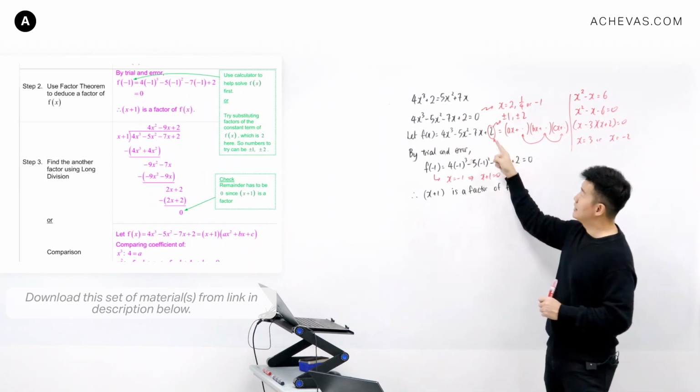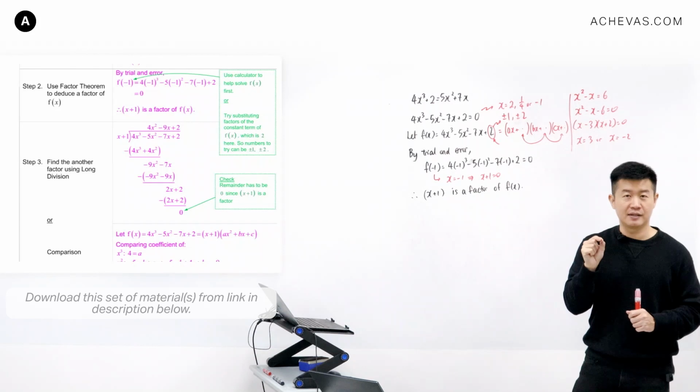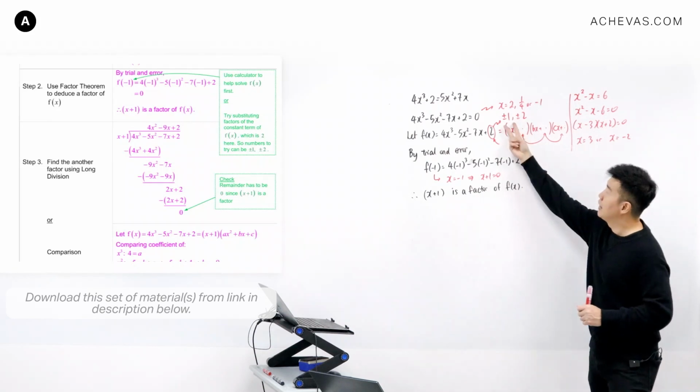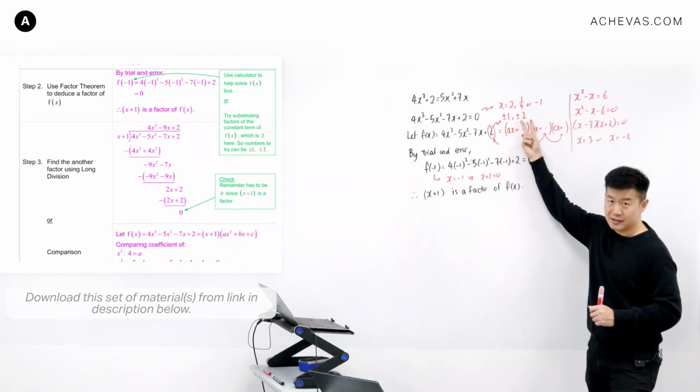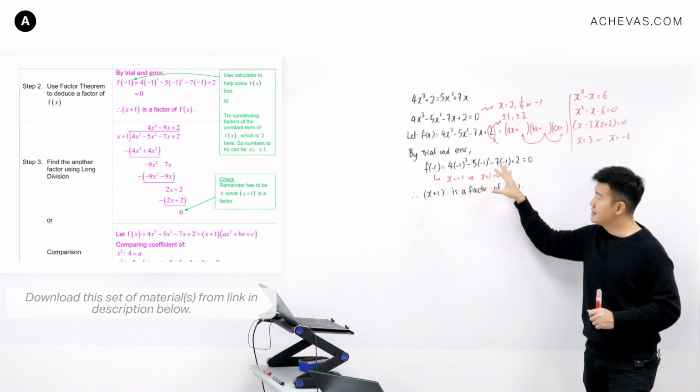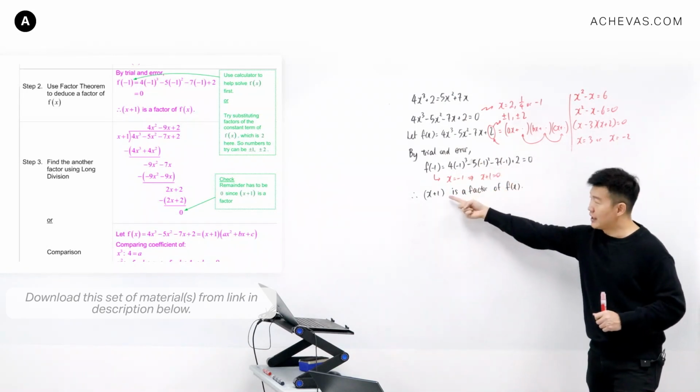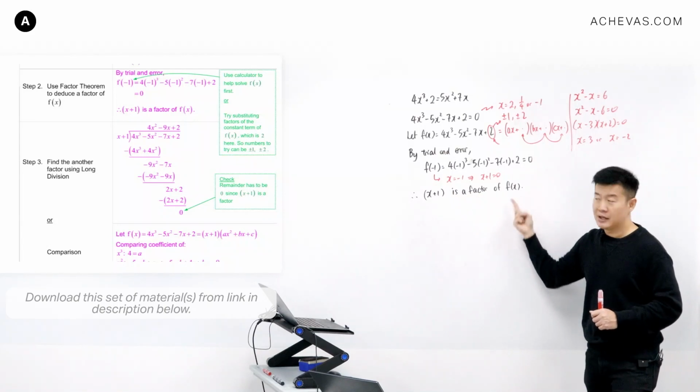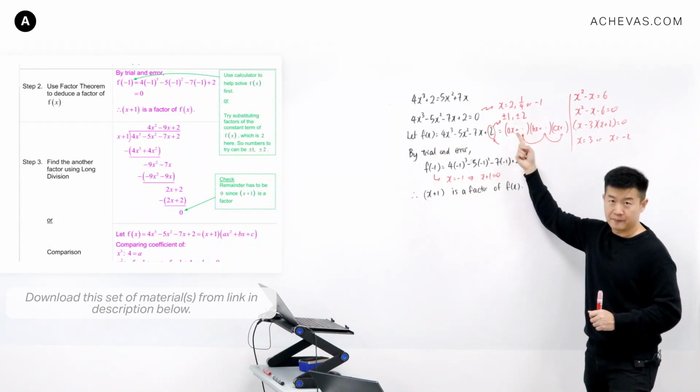I'm going to take a look at the term that is independent of x, and I'm going to ask myself what the factors are, and one of the factors I'm going to just test. If I get a 0, then yes, I will get the factor of the polynomial. If not, I'm going to try another one.